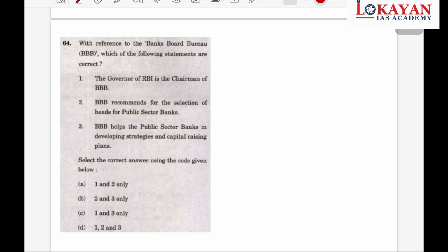Now read the first statement. The Governor of RBI is the chairman of the Bank Board Bureau. This is incorrect, because the Governor of RBI is not the chairman of the Bank Board Bureau. Okay, its chairman is an independent one. So the Bank Board Bureau recommends the selection of heads of public sector banks. This is the function of the Bank Board Bureau.